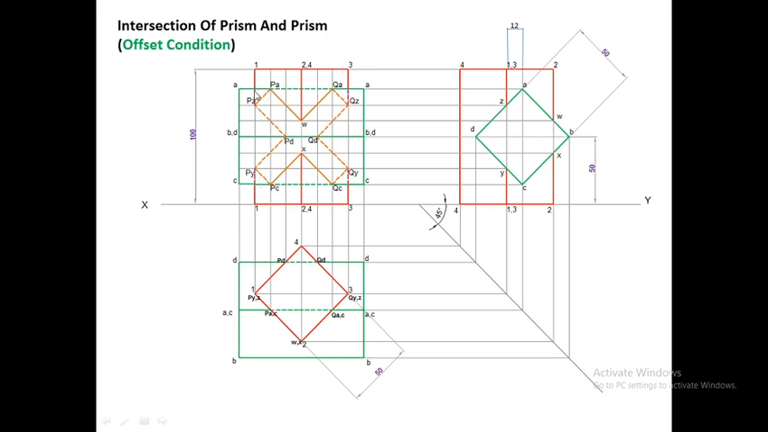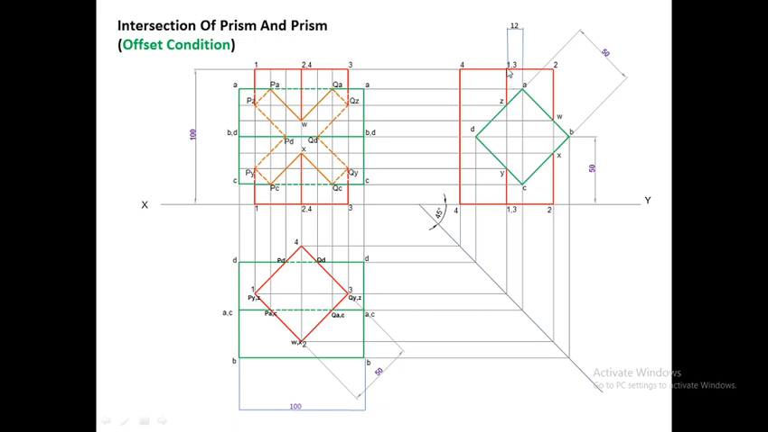So you can see this portion is hidden, this portion is hidden, this portion is hidden, and this portion is hidden, because the portion of the edge 1 and 3 from here to here will not be visible from the right hand side view. Only this portion from here to here will be visible.